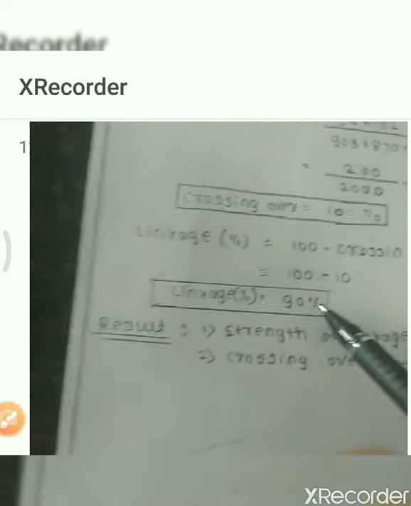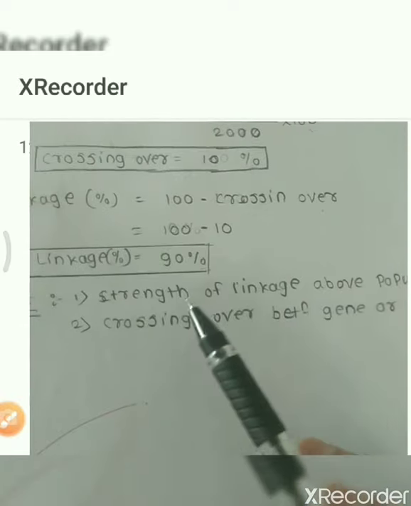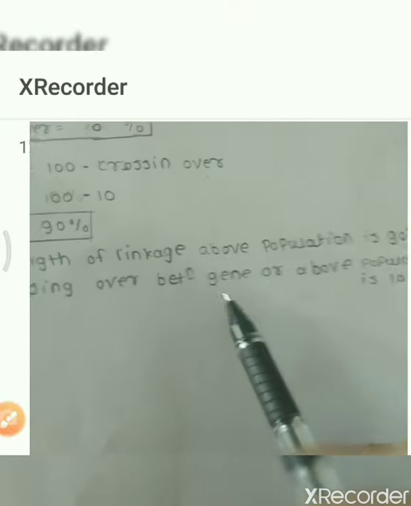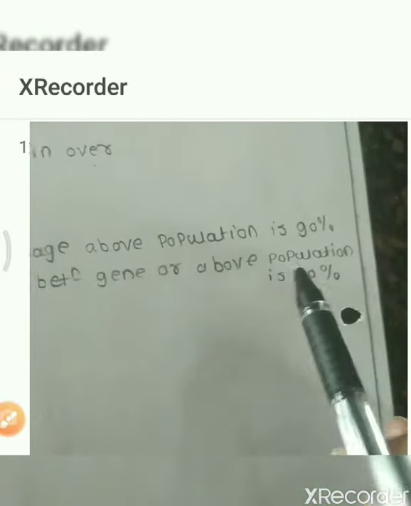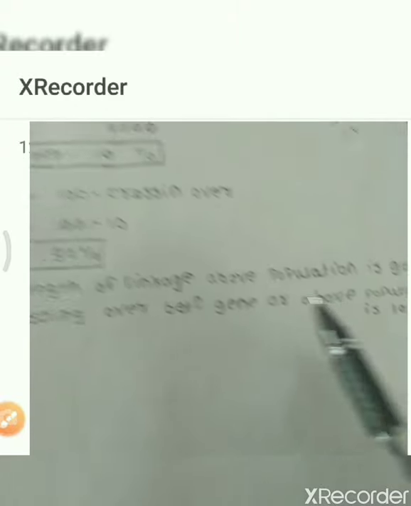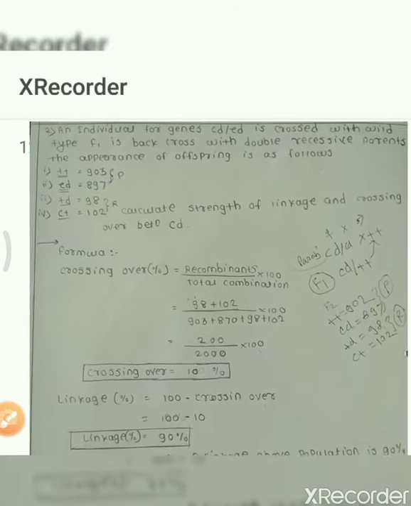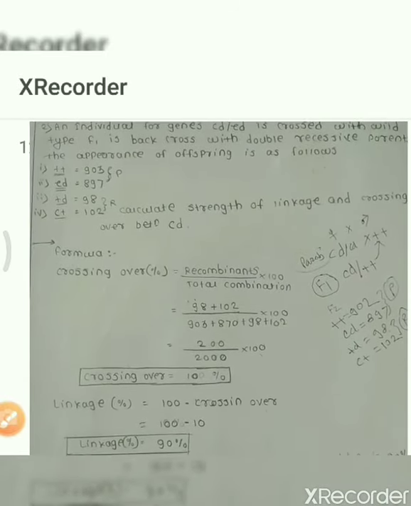So we get 90%. Finally, we can interpret the result: the strength of linkage in the above population is 90%, and the crossing over between the genes of the above population is 10%. In this way we can solve this problem. Finally, you may write down this formula for the given problem.